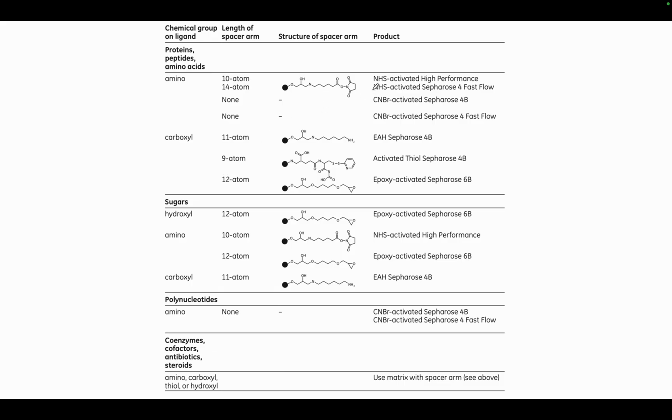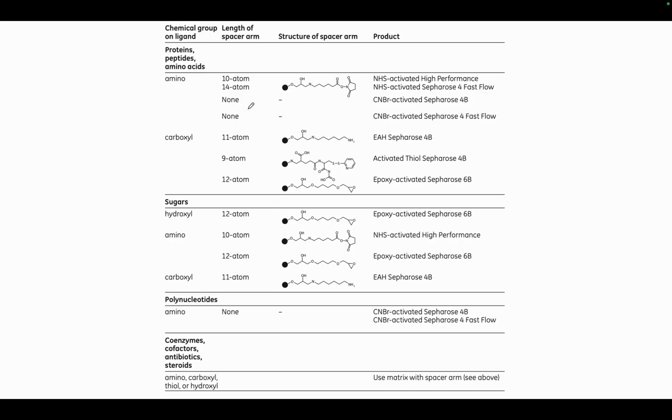Now, these are some examples of what the spacer arm and the group on the end of the spacer arm will look like. The spacer arm should be activated at the end so that we can bind the ligand to it. It should be possible to add the ligand to the end of the spacer arm. You can see that common spacer arms have a length of 10 atoms, 14, 11, 9, 12. This is just to give enough space between the ligand and our bead so that our target molecule can bind properly.